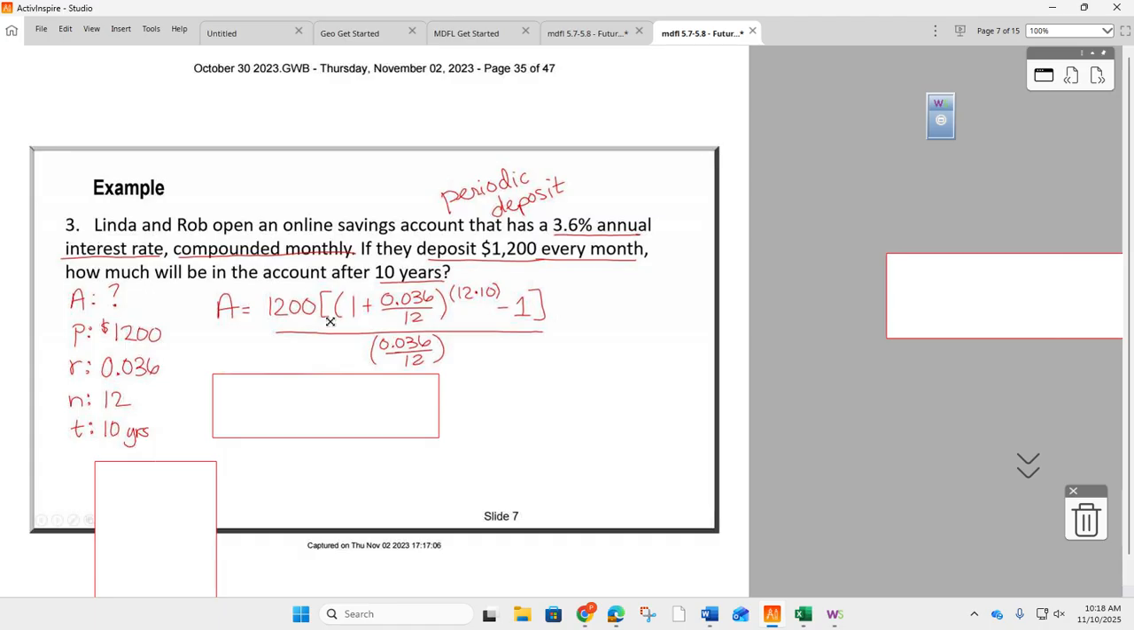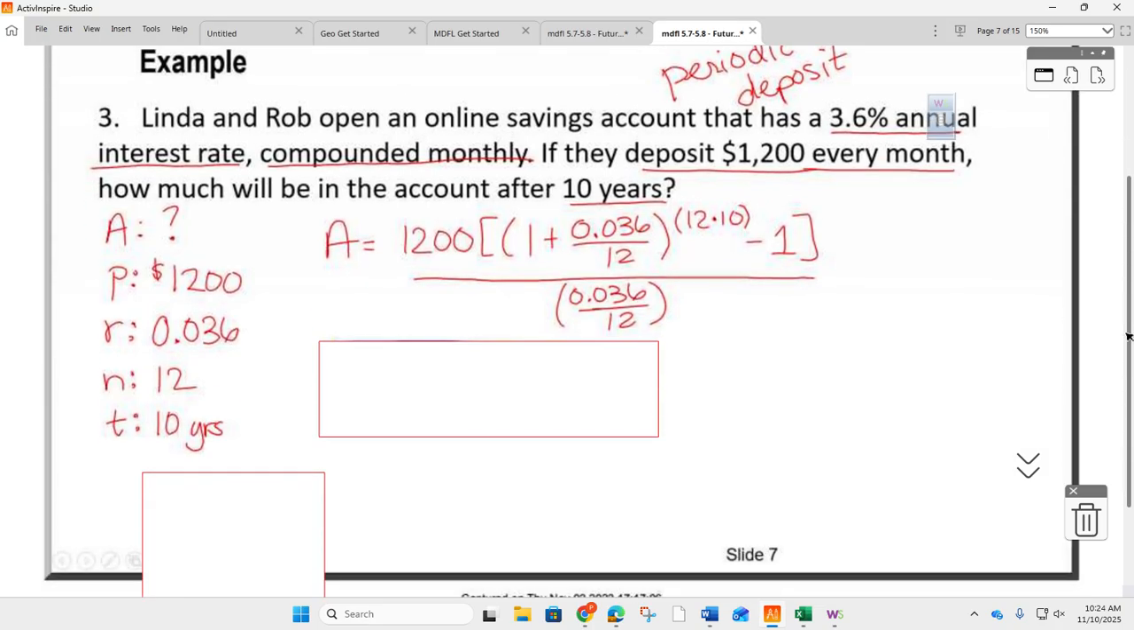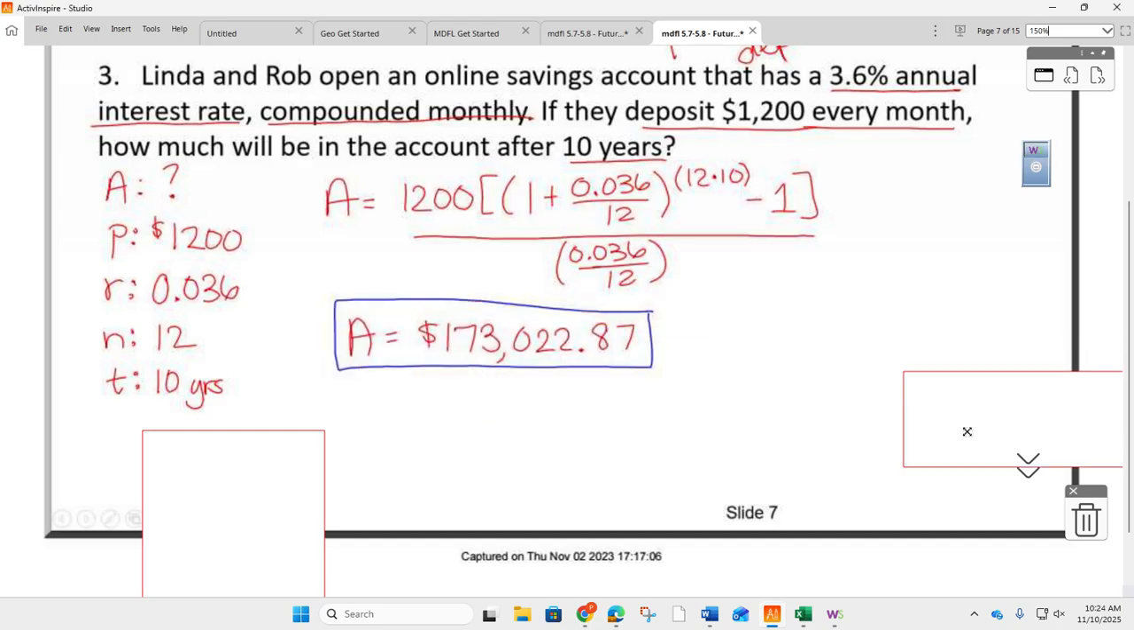Is that better? So the rate divided by the N times the T, rate divided by the N. So if they deposit $1,200 every month for 10 years at that interest rate, compounded monthly, they'd have $173,022.87.